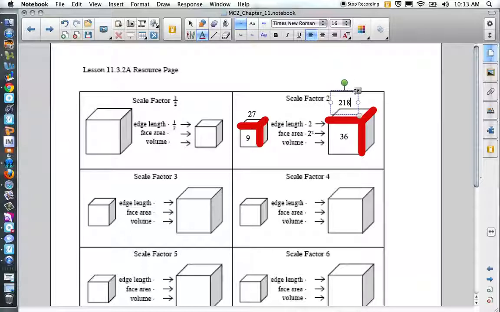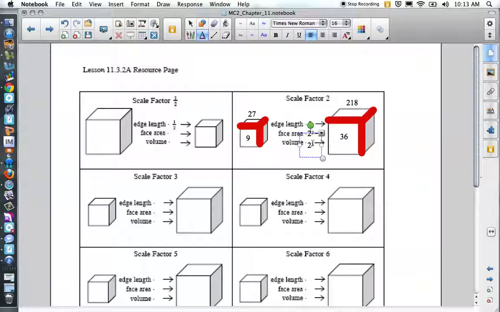If you remember right, the edge length was 2 times longer. It went from being a 3 to being a 6. The face area was 2 to the 2nd power times bigger, and 2 to the 2nd power is actually 4, so this is 4 times bigger. The volume on this one is not 4 times bigger, but 8 times bigger. Well, how do you get to the 8? That would be 2 to the 3rd power.